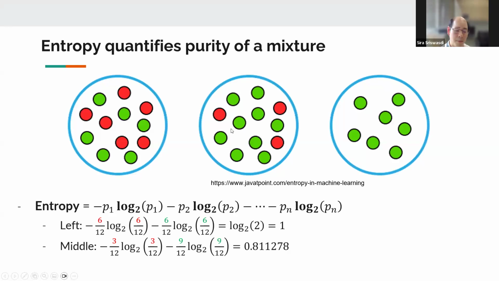In the middle here, you have more green and less red, and you have lower entropy. On the right hand side, you have all green. Every molecule is green. Every bacteria is the same. Then your entropy is 0. So this entropy score, invented by a mathematician, can tell us how pure or how mixed a population is.